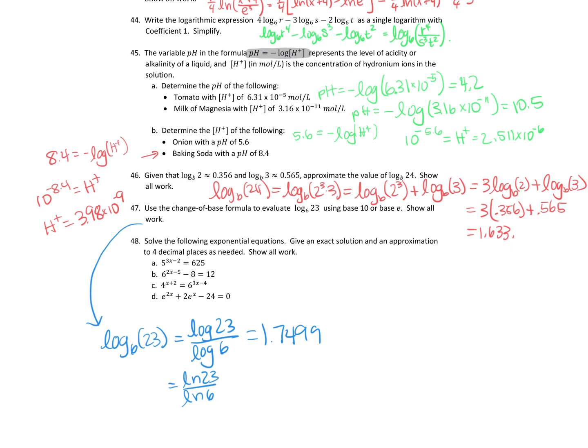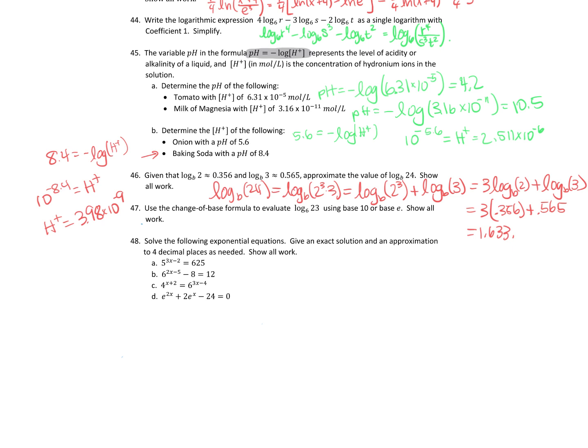Okay. Number 48. It says solve the following exponential equations. Give the exact solution and an approximation to 4 decimal places. Okay. So for this one, I want to start by taking the natural log of both sides. So the natural log of 5 to the 3x minus 2 is equal to the natural log of 625.